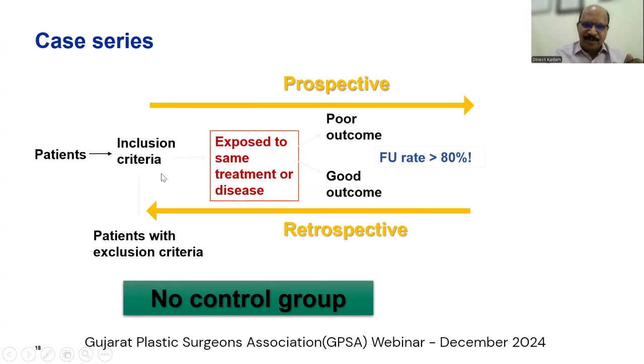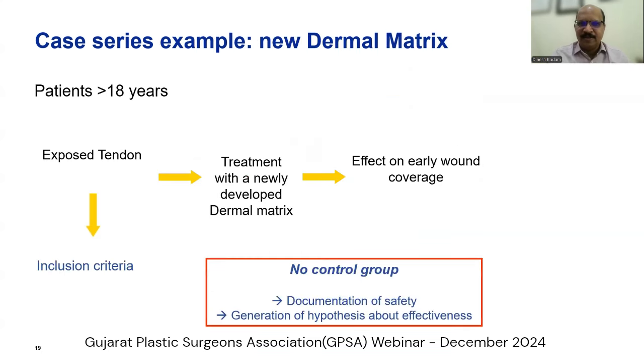And you should have a good inclusion criteria. For retrospective, of course, you should have a good exclusion criteria. And there is no control group in this. So this can still become research.